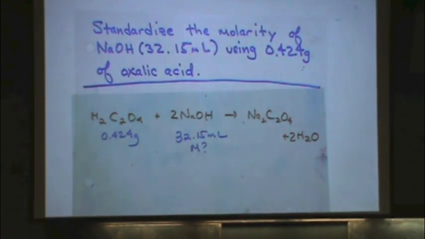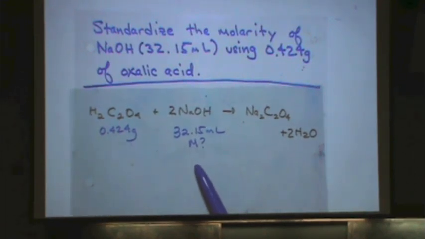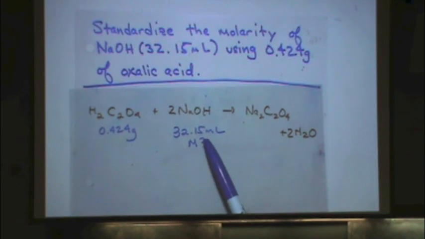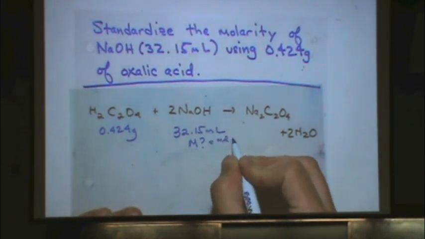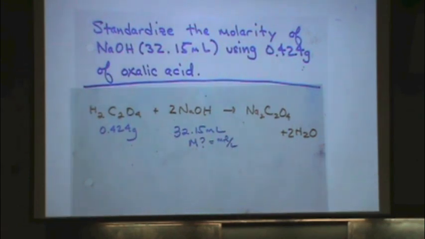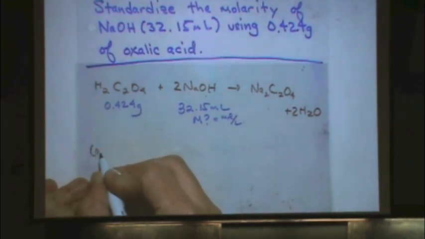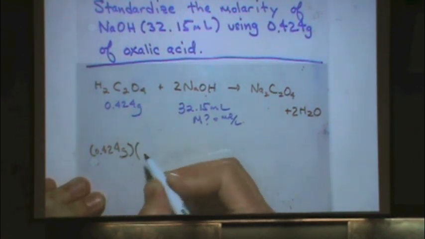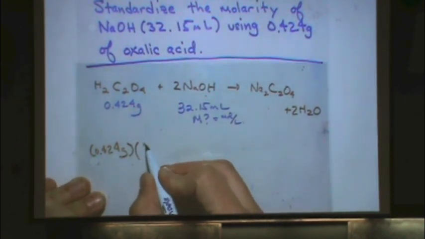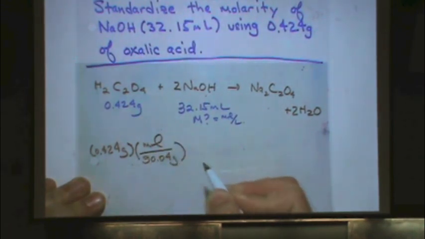Okay, so I'm going to start with what I know. Convert to moles, molar ratio to get to this compound, and then convert to what's asked for in this case, molarity, which is moles per liter. Alright, so let's try that. We've got 0.424 grams of the oxalic acid. I want to convert that to moles, that's my first step. There's 90.04 grams per mole.